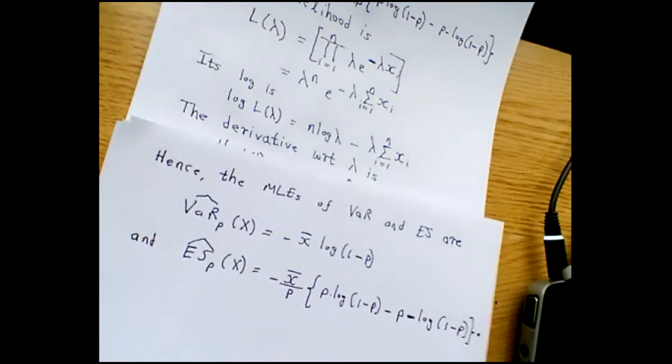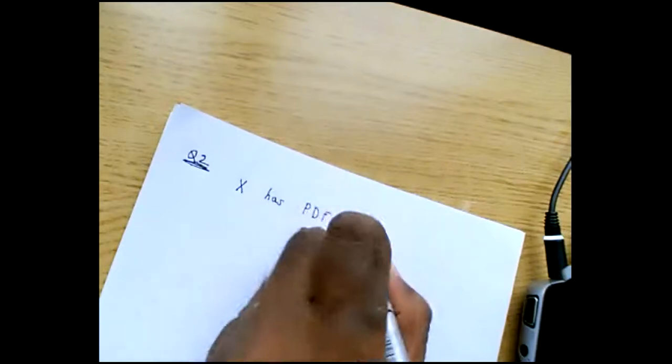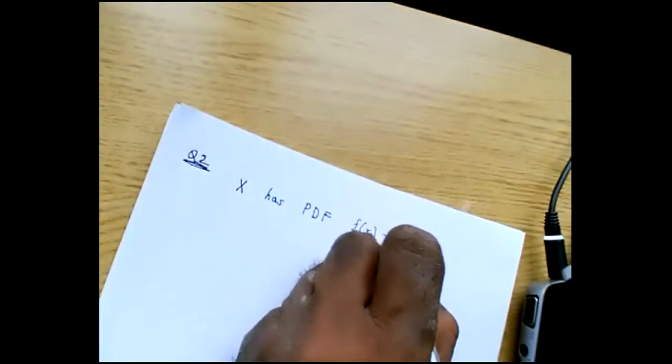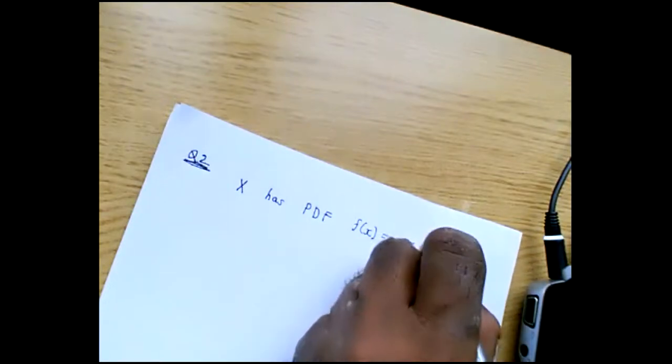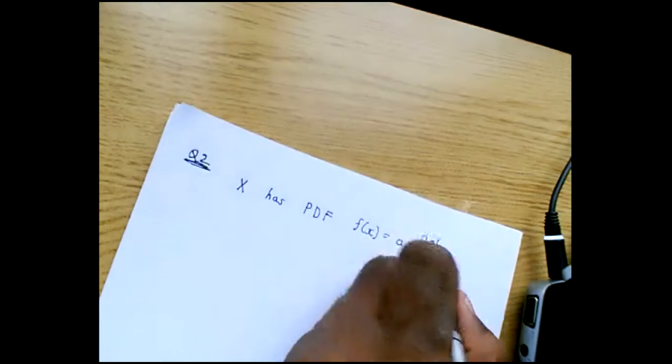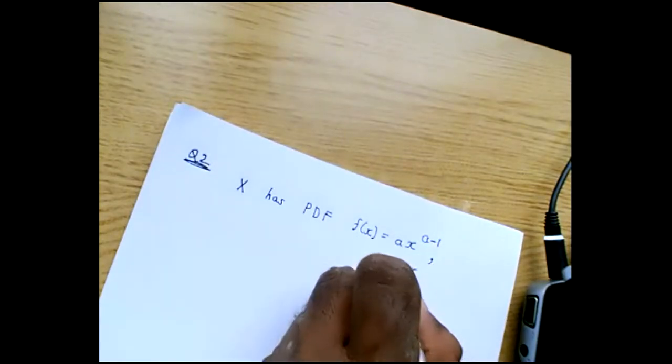All right, so this is question 1. The next question is question 2. In question 2 we have a random variable X that has PDF equal to this. This is the PDF, and X lies between 0 and 1.